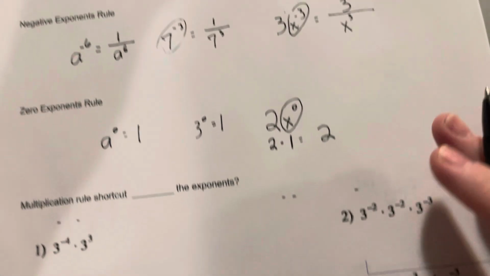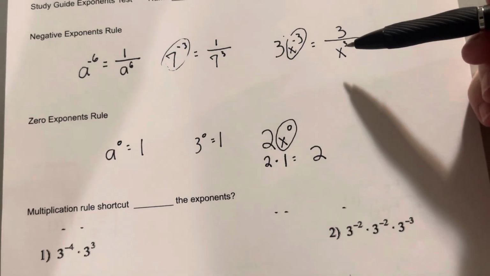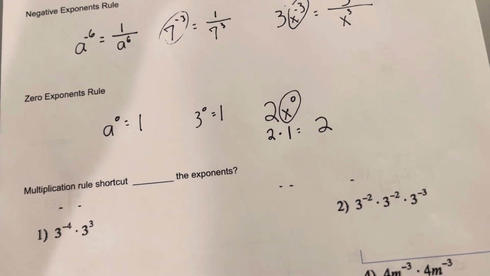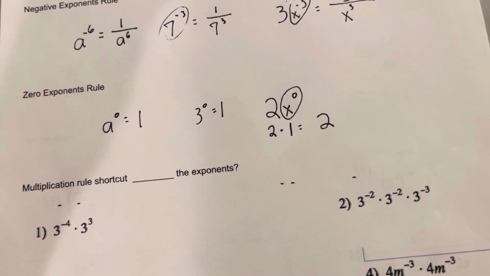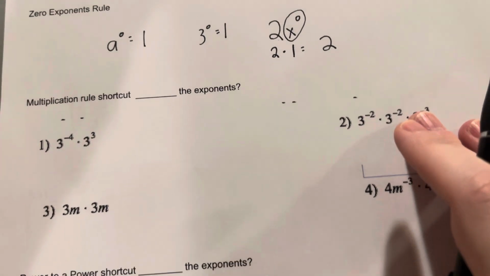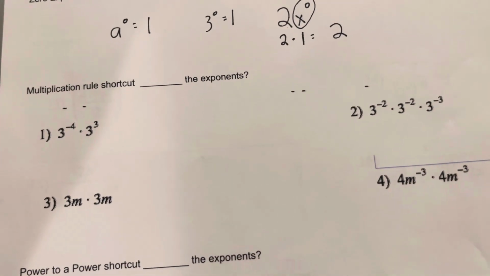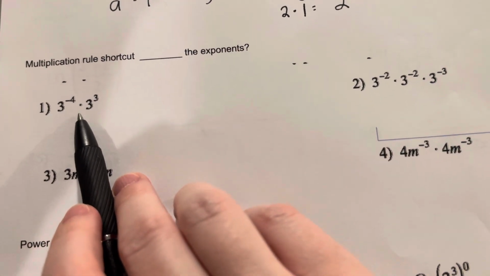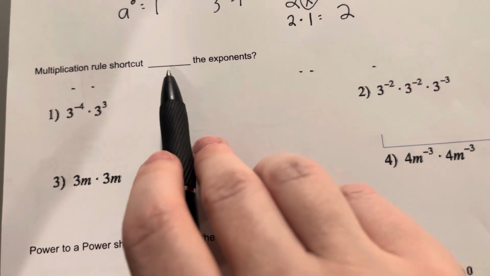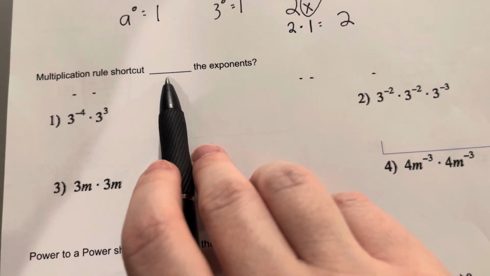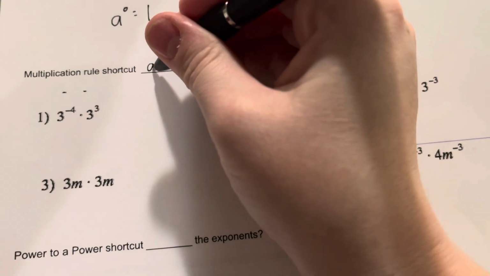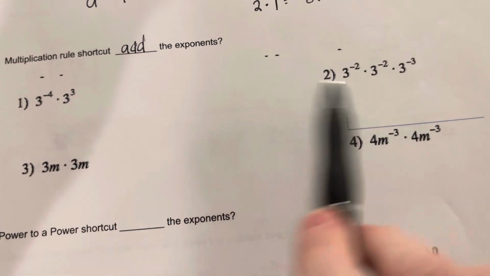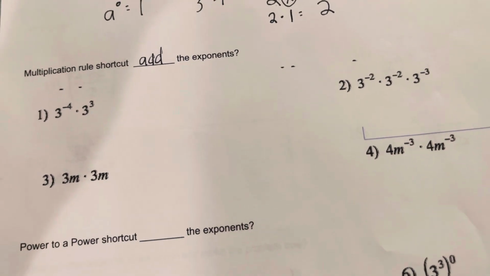Okay, so now that we are familiar with our negative rules and our zero rules, we're ready to go through our study guide, and we're going to try some problems together and check and see how we're doing. Okay, so first, the multiplication rule. We're dealing with multiplication of numbers with exponents, and the shortcut is what? That's right, we need to add the exponents. Okay, now you're going to take a minute, and you're going to try number 1, 2, 3, and 4. Go.